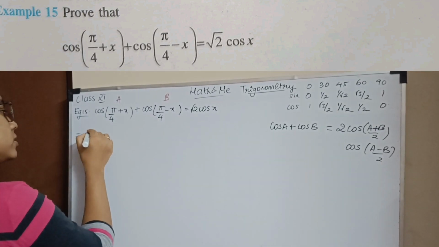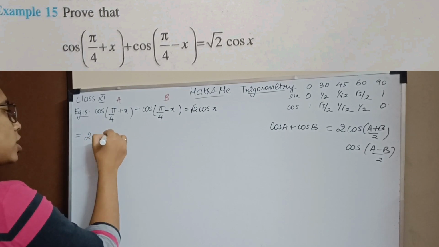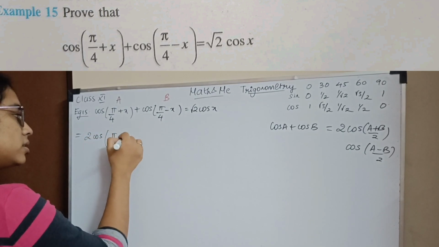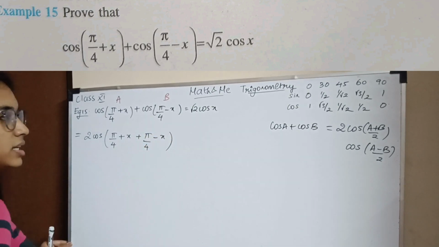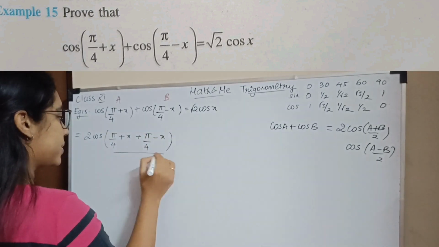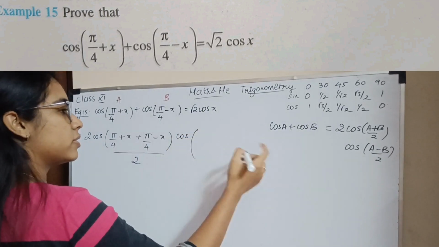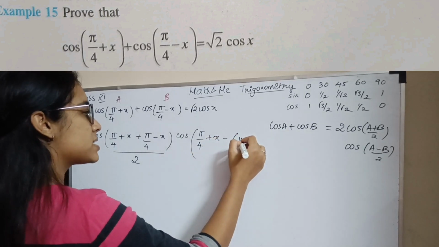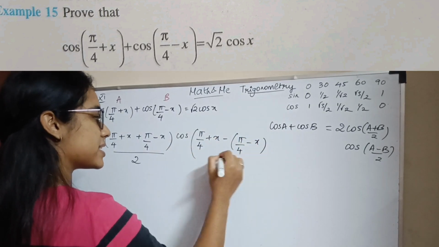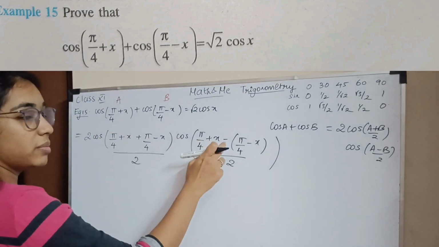So what will I have? 2 times cos of a plus b, which is pi by 4 minus x. This is my first term, divided by 2. Don't forget the by 2. Times cos of a minus b, which will be pi by 4 plus x minus pi by 4 minus x, the whole divided by 2. Okay, don't forget to put a bracket and you have a minus here.